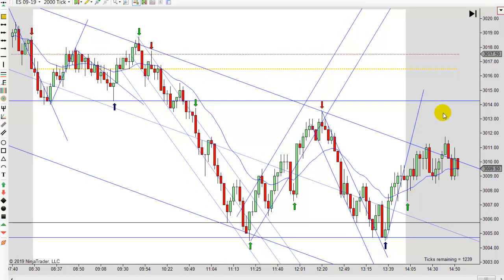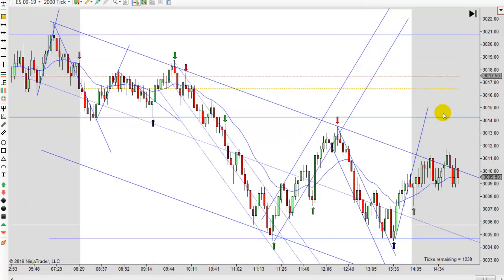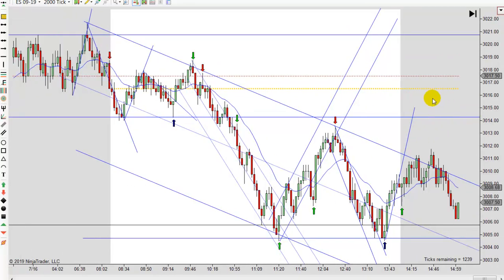I marked it green because it's after 2 o'clock, but that's a full-fledged trade other than it being right at 2 o'clock. So you could say, hey, that's a blue trade. Any other time I would have made that trade blue. But yeah, that's what I saw today.